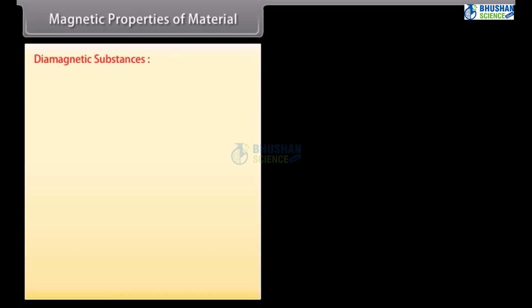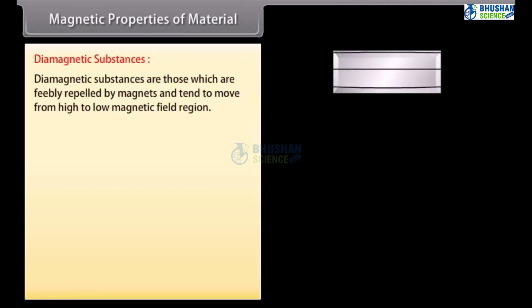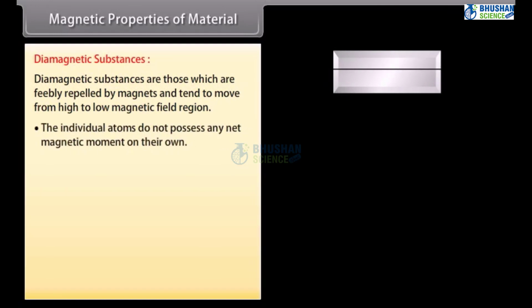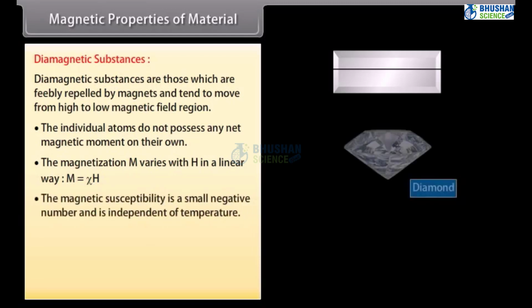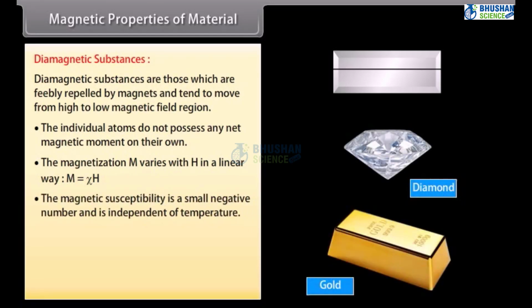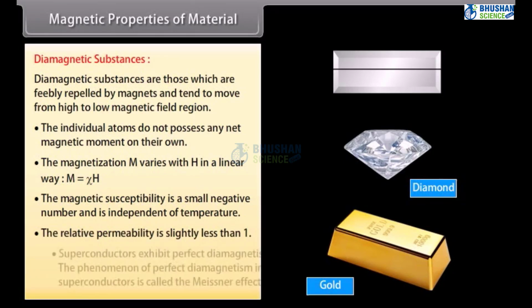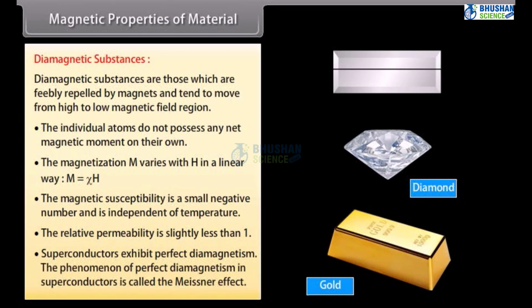Diamagnetic substances. Diamagnetic substances are those which are feebly repelled by magnets and tend to move from high to low magnetic field region. The individual atoms do not possess any net magnetic moment on their own. The magnetization M varies with H in a linear way. M is equal to Xi H. The magnetic susceptibility is a small negative number and is independent of temperature. The relative permeability is slightly less than 1. The superconductors exhibit perfect diamagnetism.